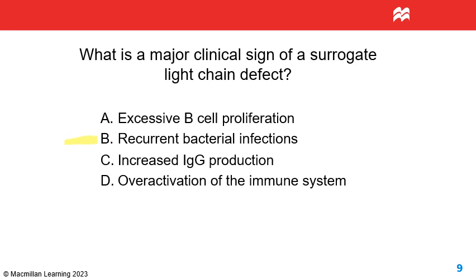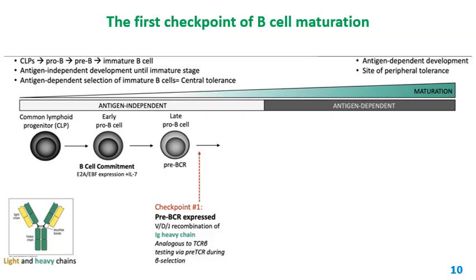Now, I had a few people who answered A. You're not going to have excessive B cell proliferation because they're all going to die in the bone marrow. You're going to say you have excessive B cell death, like all of them. Okay. All right, so here, checkpoints for B cell maturation.